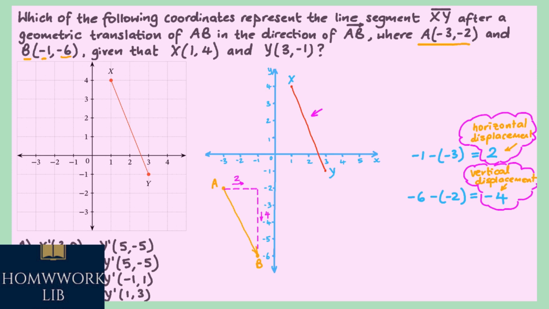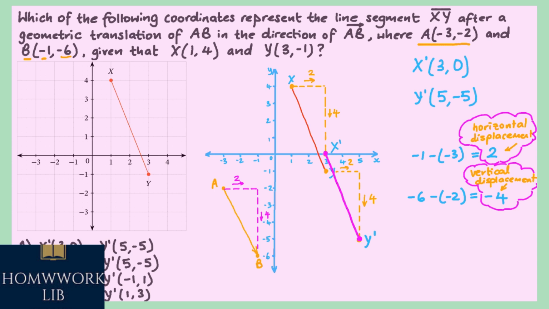Now we can apply the translation of 2 units right and 4 units downwards to the line segment XY, and we can do this by taking each point in turn. Taking the point X, it moves 2 units to the right and 4 units down. As this point is the image of X, we can label it X prime, and it has the coordinates 3, 0. We can then perform the same translation of 2 units right and 4 units down on point Y, which gives us the new point Y prime at the coordinates 5, -5.